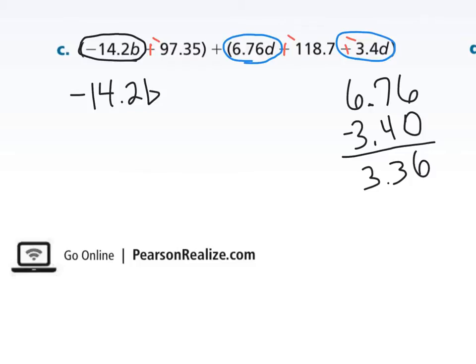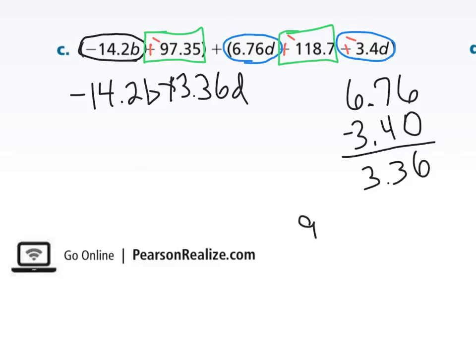And we can see here we had more positives than we did negatives. So our answer would be positive, so that would be a plus .36 D. And then we can look at our constants. We got two constants, two just plain numbers here. And are they working together or against each other? Together. So we're going to be adding those together.